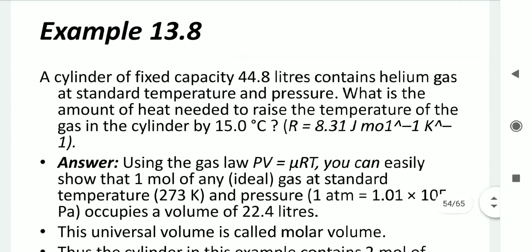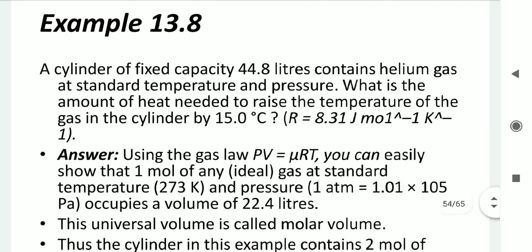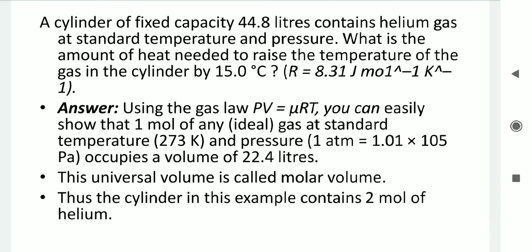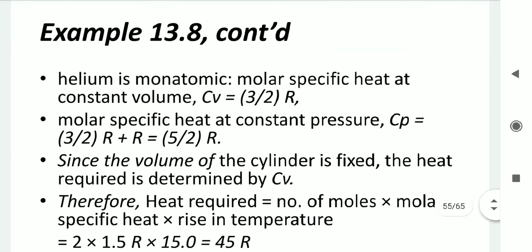Let us understand an example. A cylinder of fixed capacity 44.8 liters contains helium gas at standard temperature and pressure. What is the amount of heat needed to raise the temperature of gas in the cylinder by 15 degrees Celsius? So here we have the ideal gas equation PV equal to mu RT. Take the absolute temperature 273 Kelvin, pressure 1 atmosphere, which occupies the volume 22.4 liters. Here this is the universal molar volume. So the cylinder has 2 moles of helium, which is monoatomic.